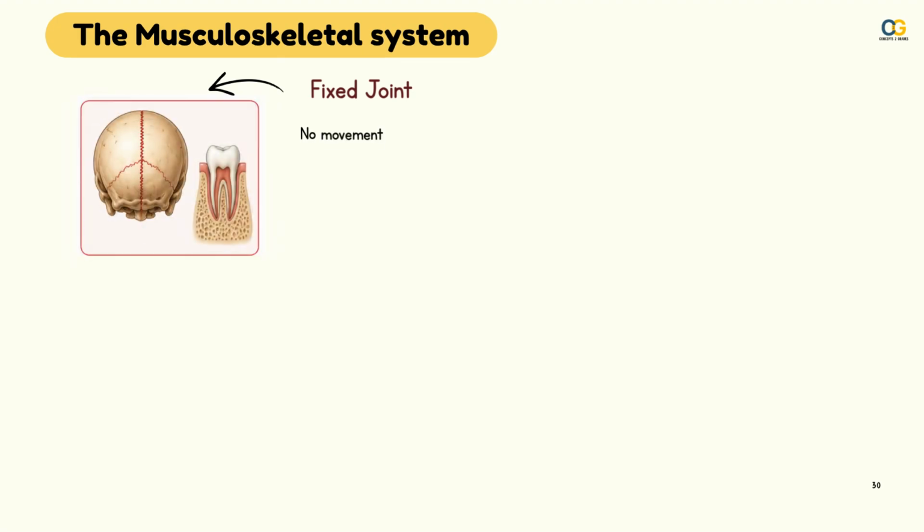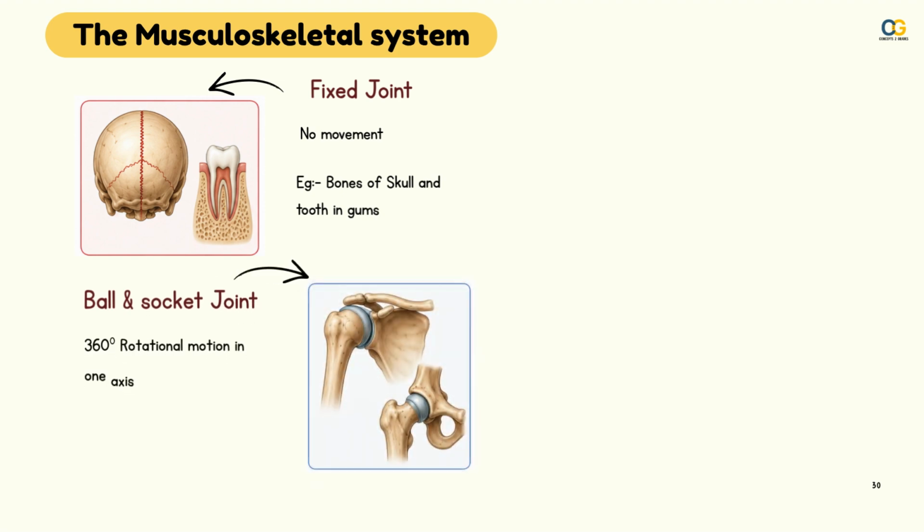Let us look at the different kinds of joints in this system. Fixed joint. Here, no movement occurs. These are present in bones of the skull and tooth of the gums where these joints do not move. Next, we have the ball and socket joint, which has 360-degree rotation in one of the axes. The bones of shoulder and arm and hip and leg are connected by this ball and socket joint.